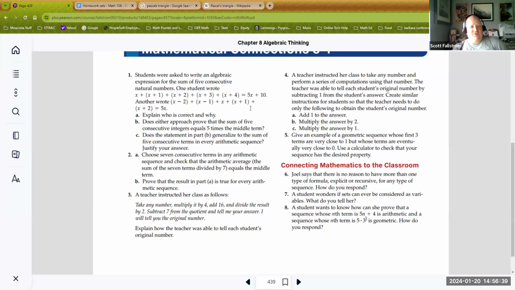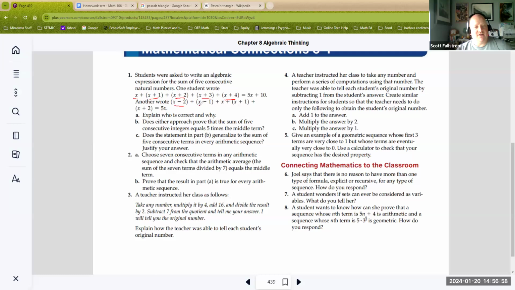Students were asked to write an algebraic expression for the sum of 5 consecutive natural numbers. One student wrote x plus, let's see here, x plus 1, x plus 2, x plus 3, x plus 4. So every time they're adding one number. Okay, so that makes sense. And then they summarized it here.